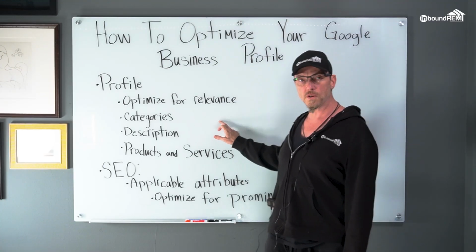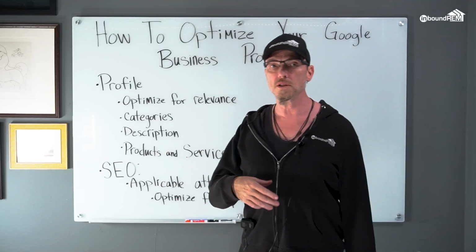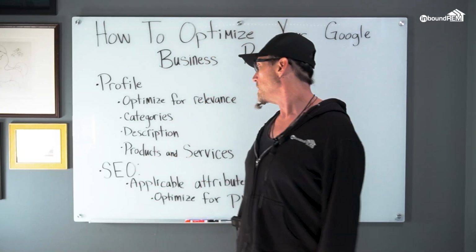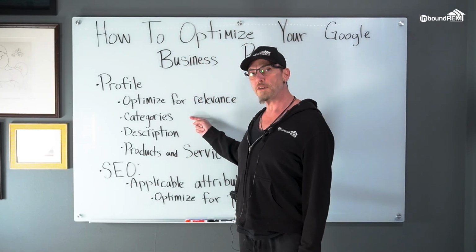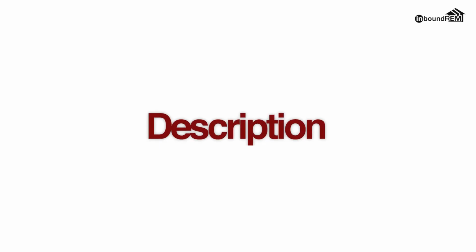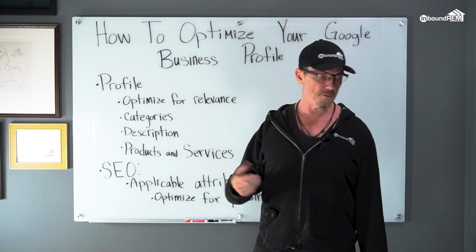All right, so categories I've already explained. Categories is actually really frustrating, and I've already given you the reasons why. But you do the best you can, and I know for a fact that you can do the real estate category. Description. So the description is what we're talking about now.